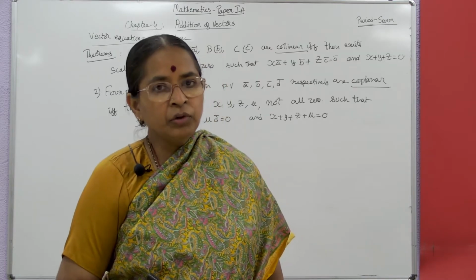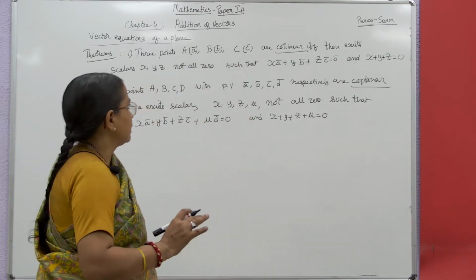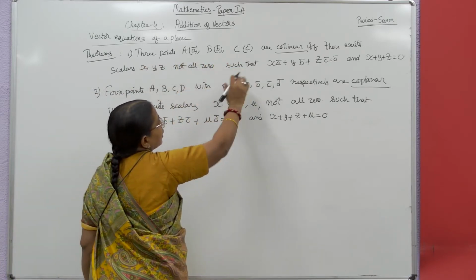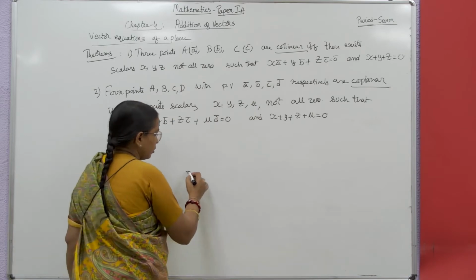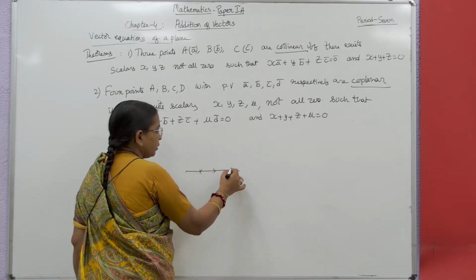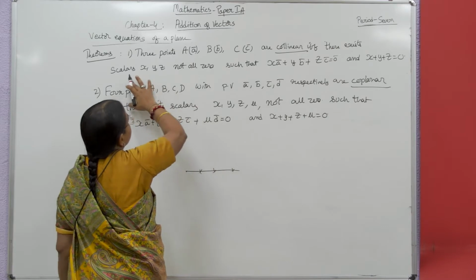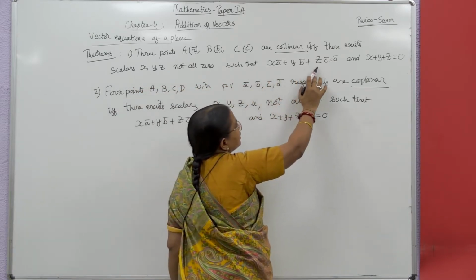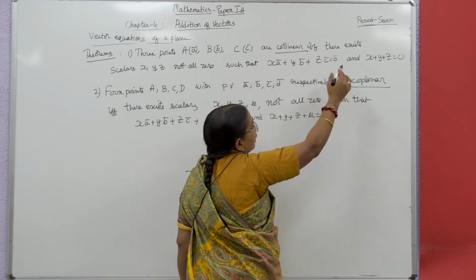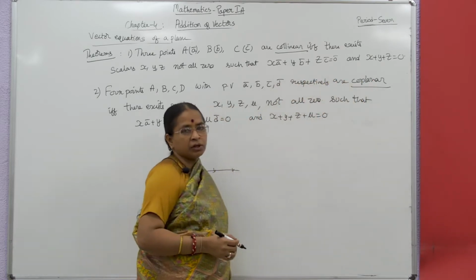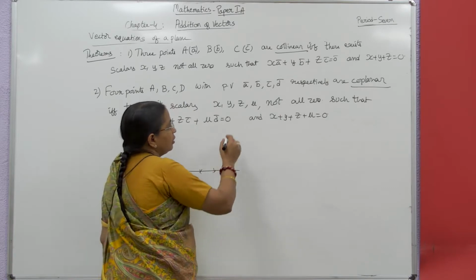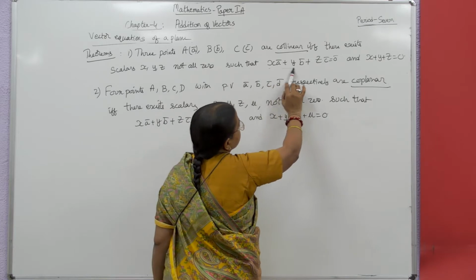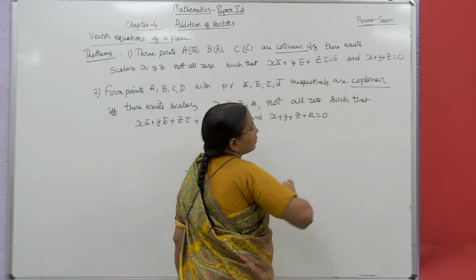Now we have 2 theorems, and the proof is not necessary. Just learn the theorems. 3 points a, b, c are collinear, which means the 3 points lie on a straight line or they may be parallel, if and only if there exist scalars x, y, z, not all 0, such that xa + yb + zc = 0 and x + y + z = 0. So if the 3 points are collinear, then you have this condition.